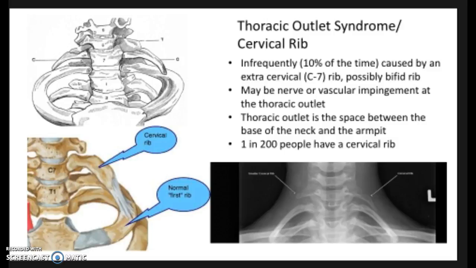And this is the thoracic outlet. There is the space between the base of the neck and the armpit. So not very often do you see cervical ribs, and only occasionally from there does it cause this thoracic outlet syndrome.